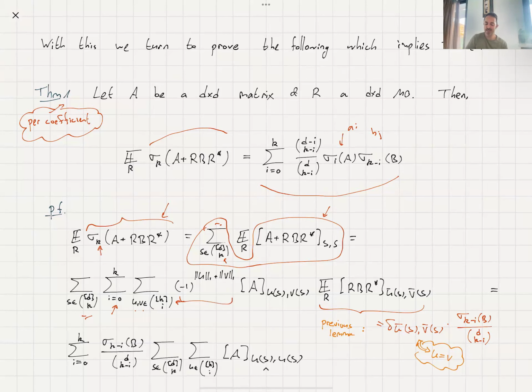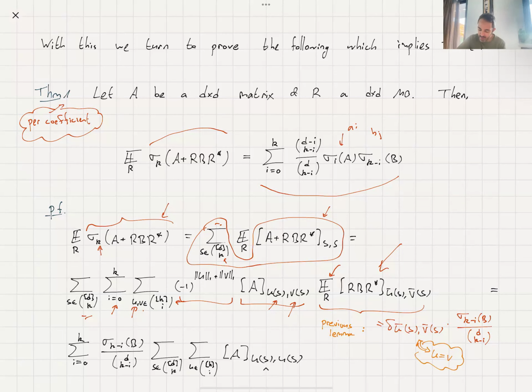You have this sign, and then you do the following. You fish out the elements of S according to U that are indexed in U. U runs over all subsets, and same for V here. And you do the same for the other matrix, and the other matrix is R B R conjugate. And I also pushed the expectation as far as I could, so I put it here. This was true per R, but there is an expectation over it, so I pushed it.